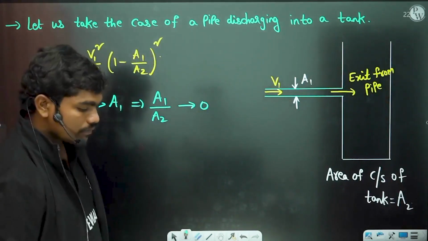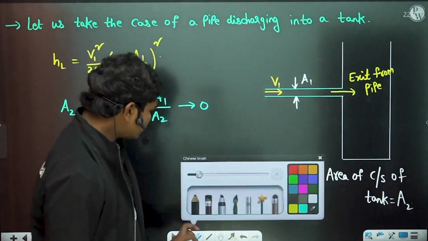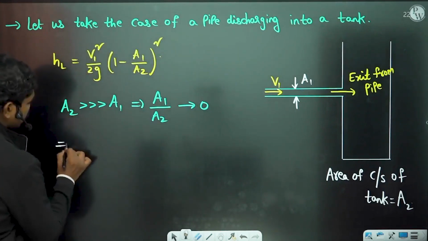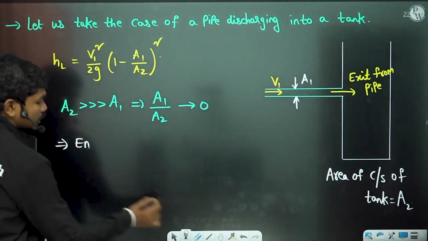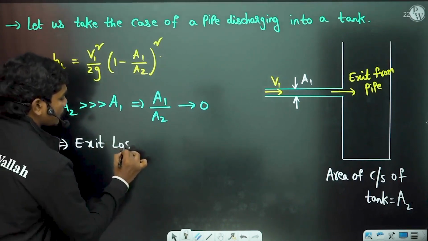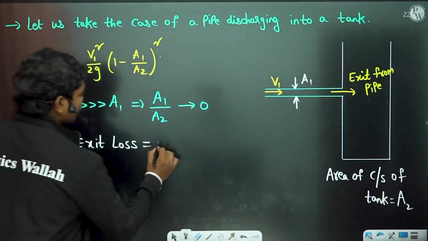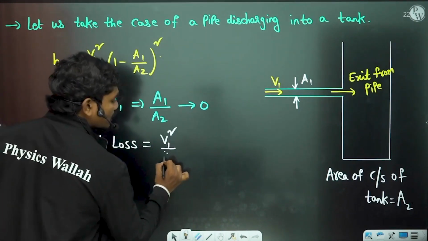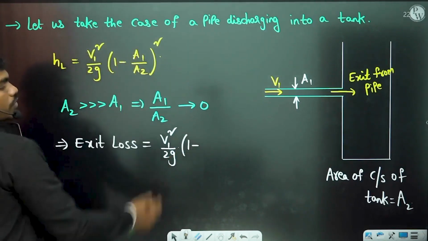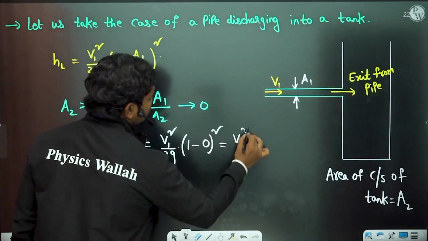Okay, so A2 is very much higher than A1. So definitely A1 by A2 will tend to 0. So whenever A1 by A2 is tending to 0, then this implies exit loss. Okay, fluid is exiting from the pipe. So exit loss is equal to V1 square by 2G, which is the velocity of the flow in the pipe, of course, into 1 minus this A1 by A2 quantity turns out to be 0 square. So this gives you V1 square by 2G.